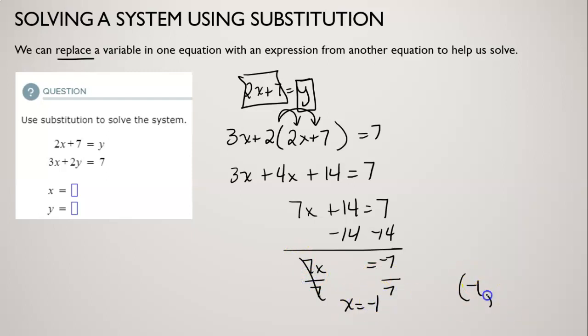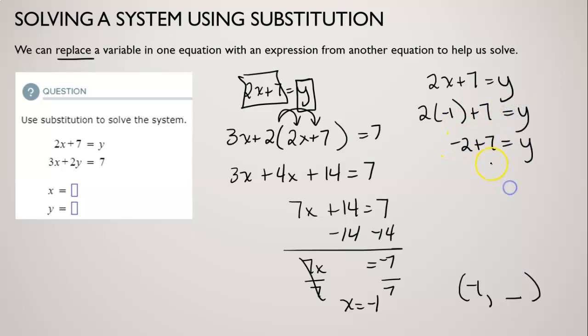But remember, this is a system. We now know that x is equal to something. I'm going to go back to my original equation because it's the easiest one to work with. I know that x is negative 1. 2 times negative 1 is negative 2. And negative 2 plus 7 equals y. Sorry, negative 2 plus 7 equals 5. So your solution there should have been negative 1 comma 5. And so when it shows it like this in Alex, it's telling you to replace x with negative 1 and y with 5.